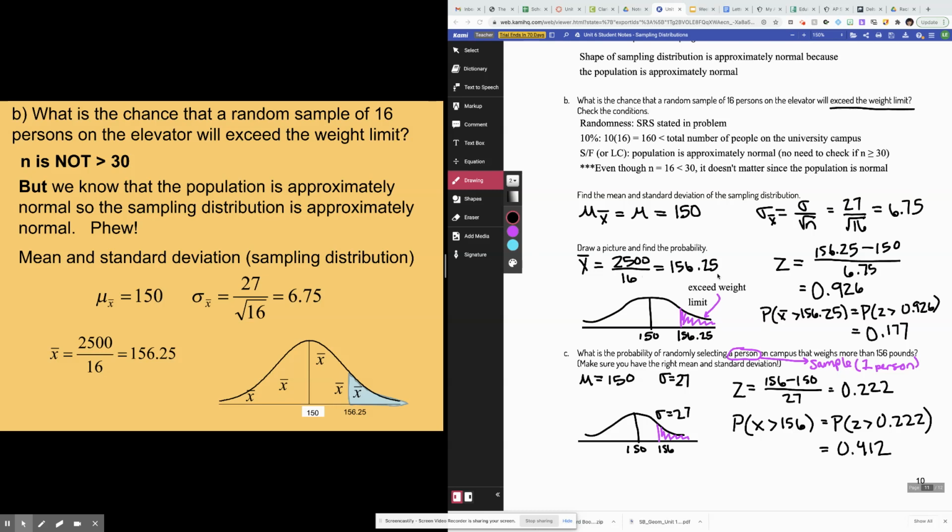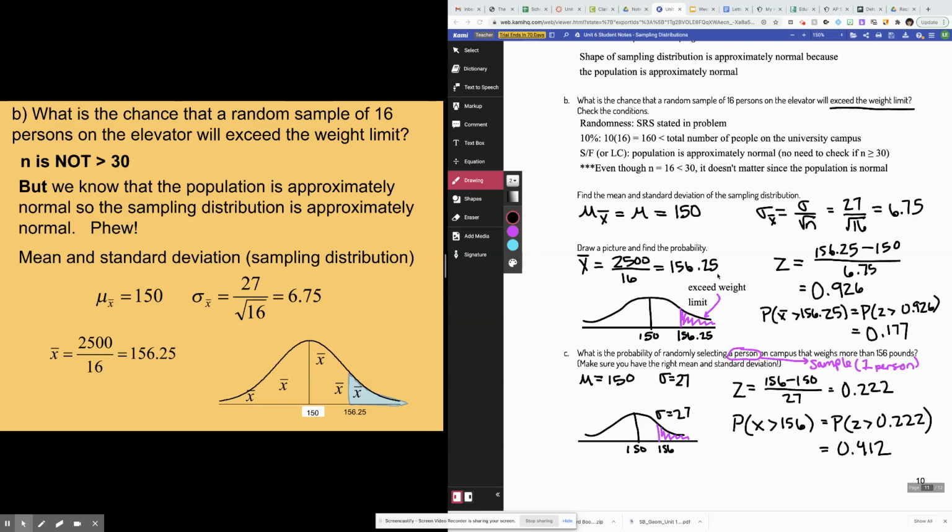So when I did that, I got 156.25, right? So there may be some fluctuation, but we're saying that the average for this group, if we don't really care which person weighs more or less, we're just saying the average of all the people together would be 156.25 pounds. Okay, so I drew my picture where I have my mean and my standard deviation, and we're talking about exceeding the weight limit.